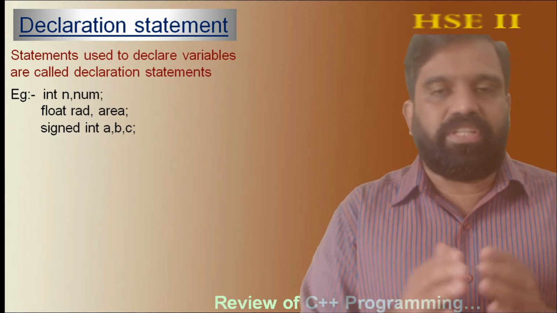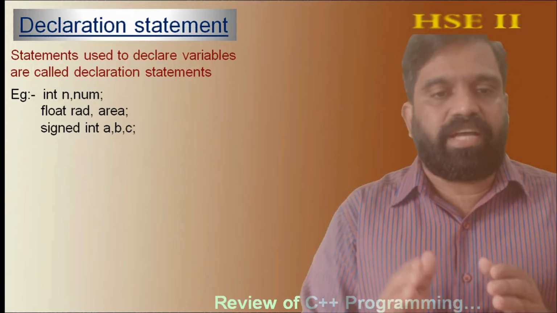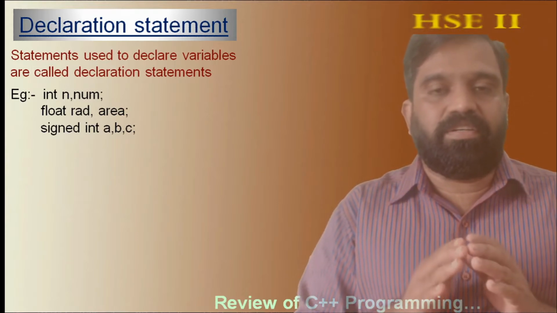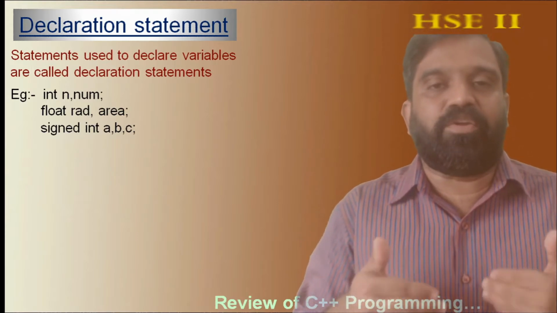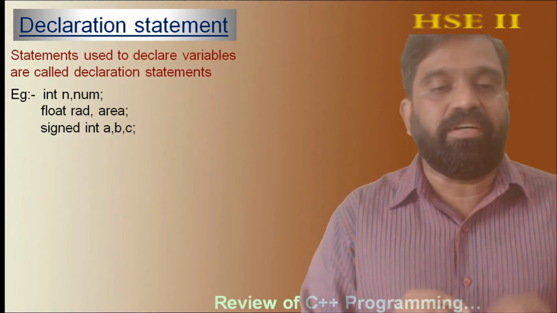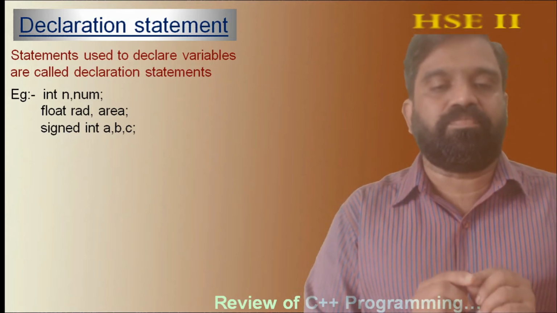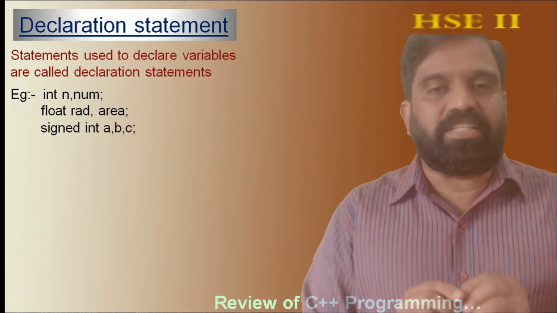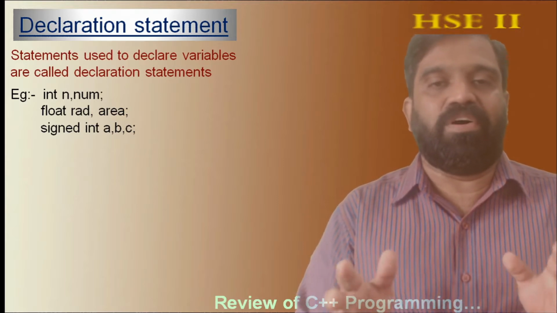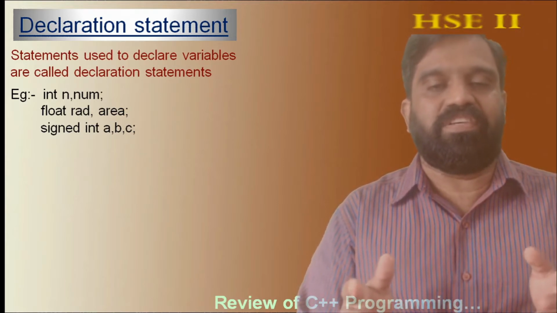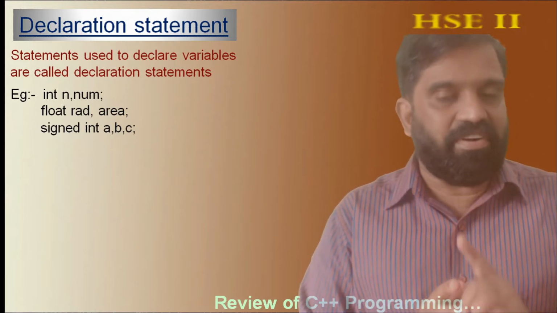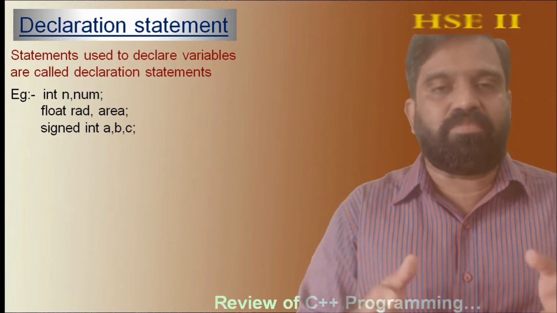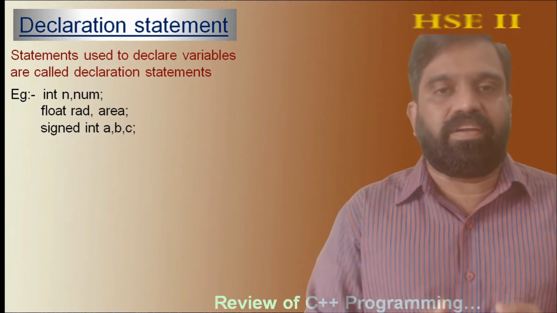Next, you see float rad, area; So here two variables are declared. We are telling in advance about two variables, rad and area, where we can store floating point numbers, decimal numbers. Another is signed int a, b, c; So a, b, c are declared. Okay, these are the different examples by which we can write a declaration statement.